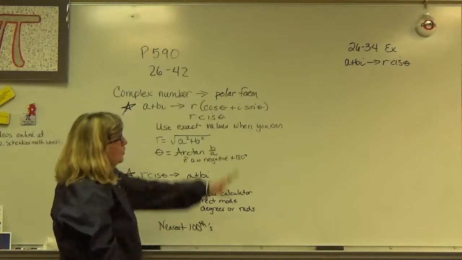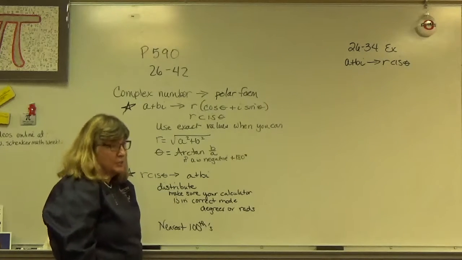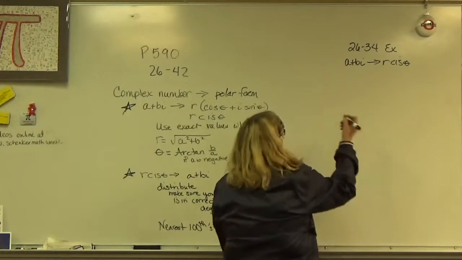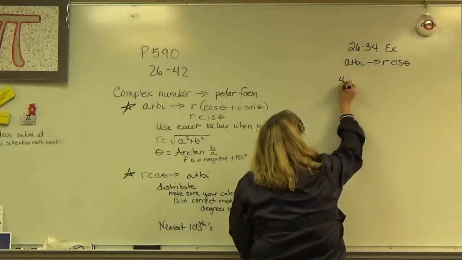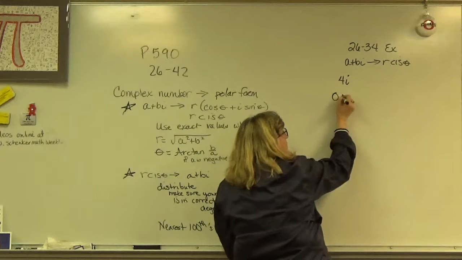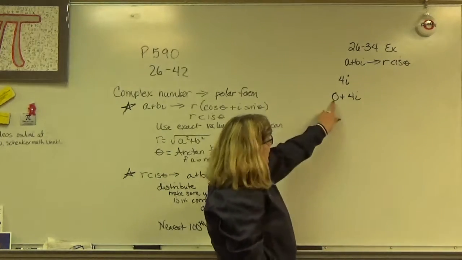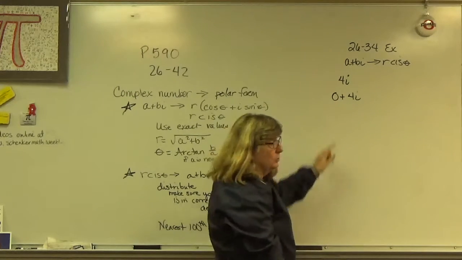Okay, good. So let's go over 26 through 34 first. We're changing a plus bi to r cis theta. So if I were to have, let's go, 4i. Now 4i really means that I have 0 plus 4i. Everybody agree that that's true? There's not an a, so we put the 0 there so it's understood.